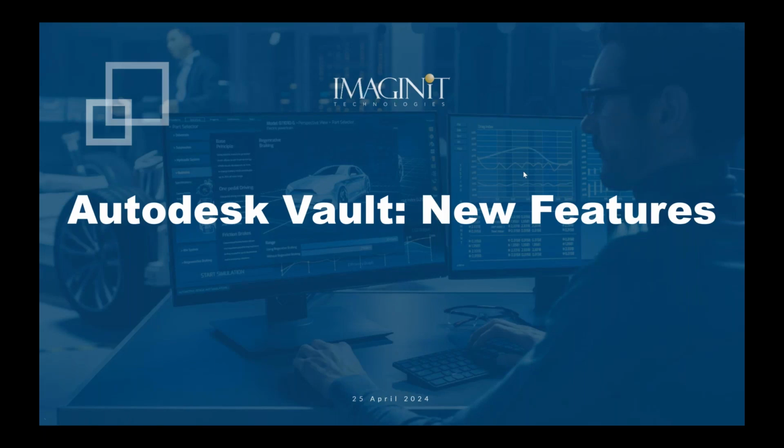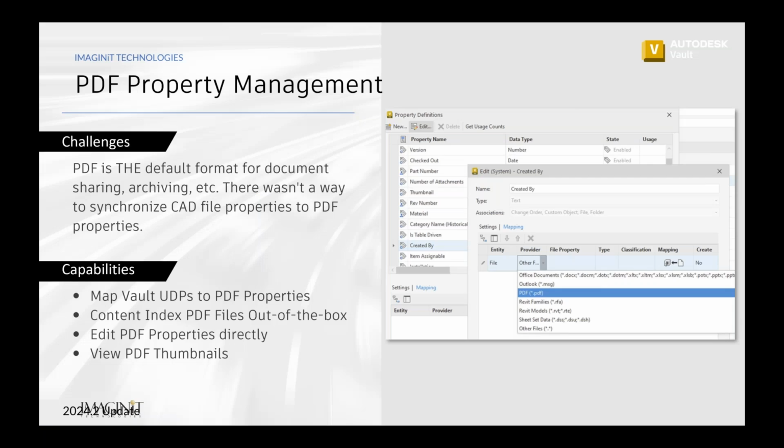So Vault in general, one thing they've done is they've set up the idea of working with PDFs a little bit differently. So commonly, PDF is the default format, right? Up till now, there was not an easy way to synchronize CAD file properties to PDF properties. So you would have a PDF that might have properties on it that was separate from your CAD property.